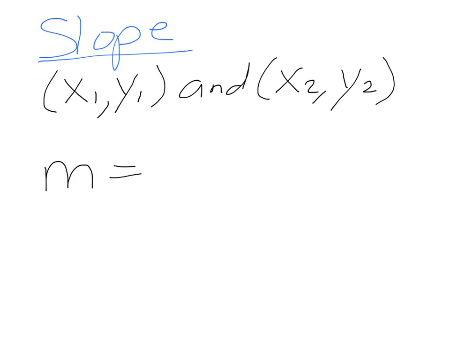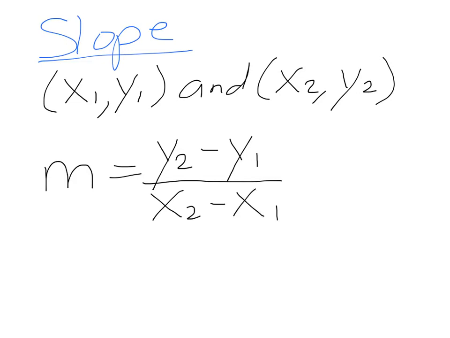But to find the slope, as I said, we want to find the change in the dependent variable over the change in the independent variable. So really what we're doing is going y sub 2 minus y sub 1 over x sub 2 minus x sub 1.